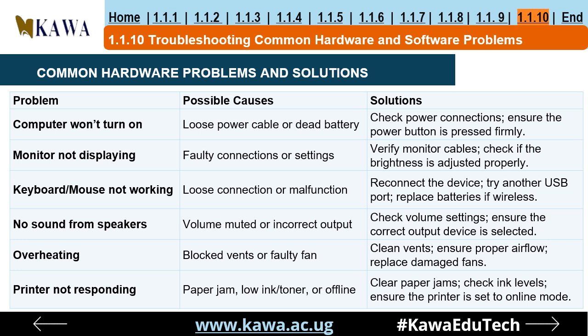A computer won't turn on. Possible causes are a loose power cable or a dead battery. So check power connections properly and ensure that the power button is pressed firmly. The monitor is not displaying. This may be faulty connections or settings. So verify your monitor cables and check if the brightness is adjusted. My keyboard is not working. There may be a loose connection or some malfunction. So reconnect the device, try another USB port, and replace the batteries if it is wireless.